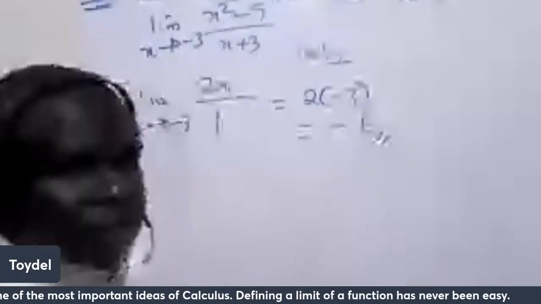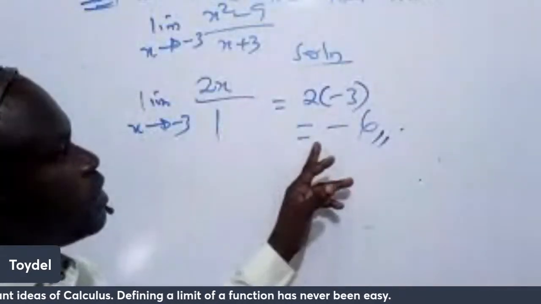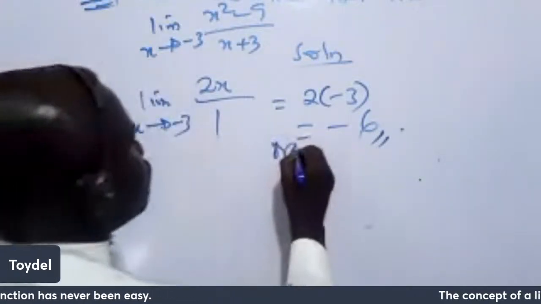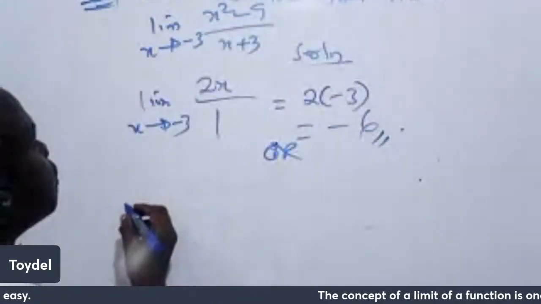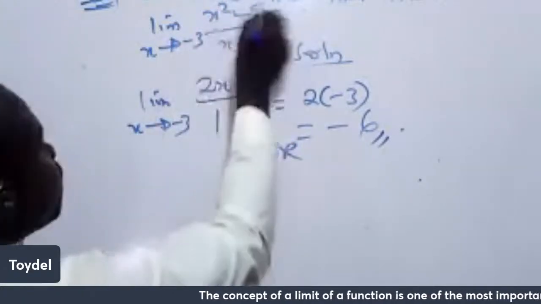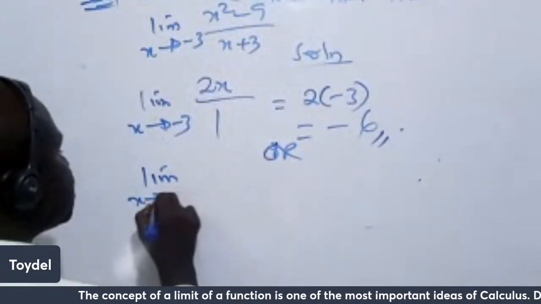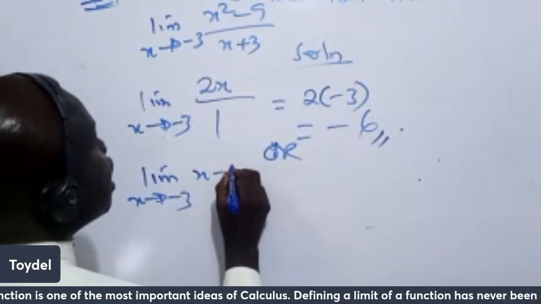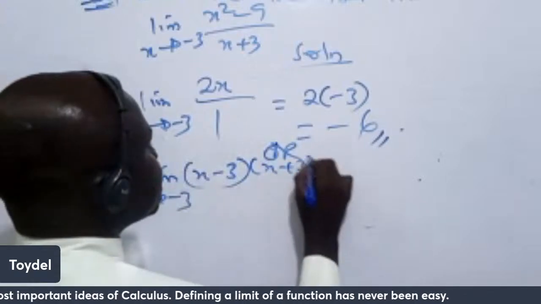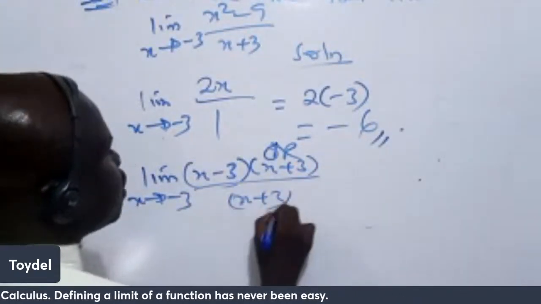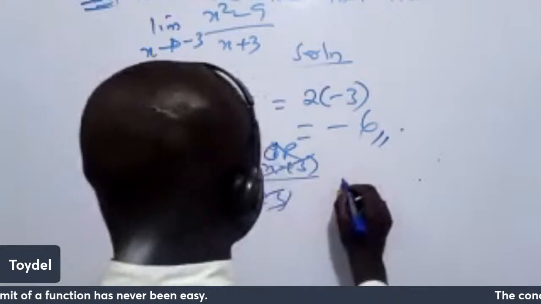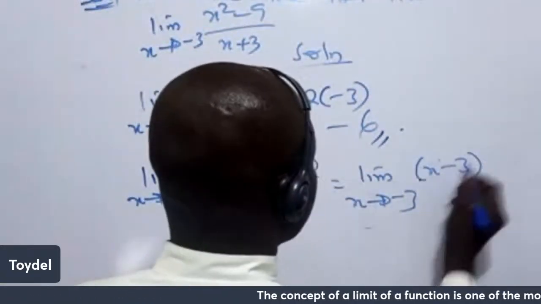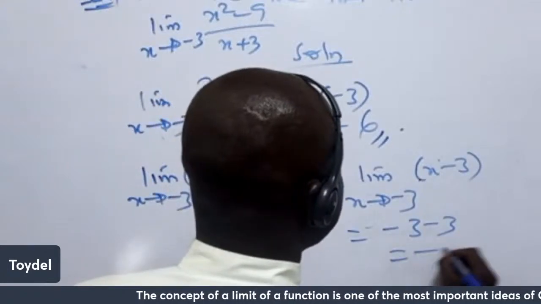So this is going to give me minus 6. Or, since we have not discussed calculus, I will factorize the numerator, limit as x tends to minus 3. Factorizing the numerator, a difference of two squares, x squared minus 9 becomes x minus 3 into bracket x plus 3, all over x plus 3. So x plus 3 cancels x plus 3. At the end of the day, I will have limit as x tends to minus 3 of x minus 3. When I substitute, that will be minus 3 minus 3, and that will give me minus 6.